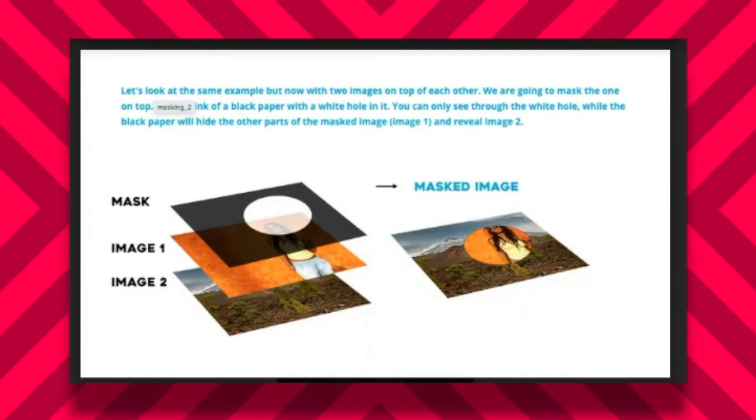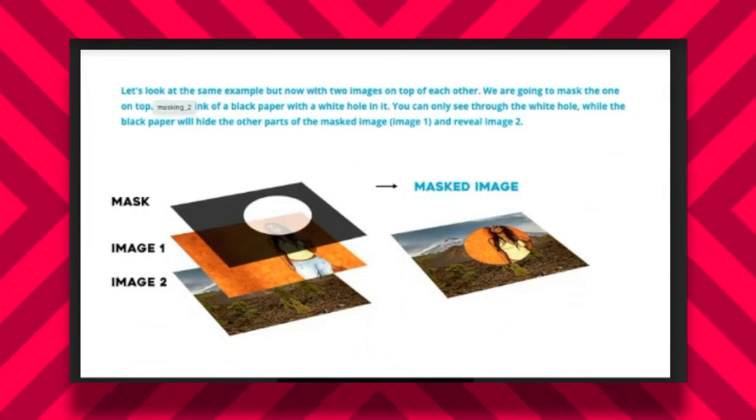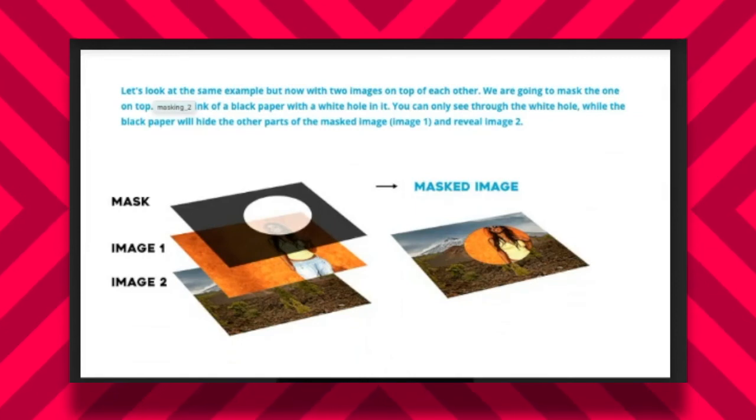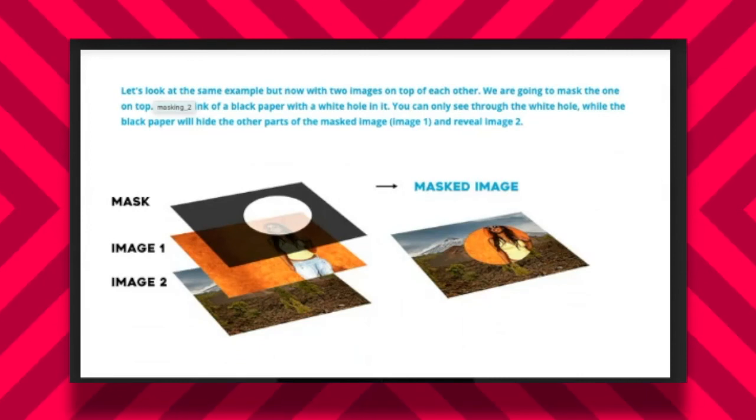The mask, image one and image two, remain untouched, okay? The pixels are not removed, they are as they were. But the mask allows those images to pass through those layers. Okay.